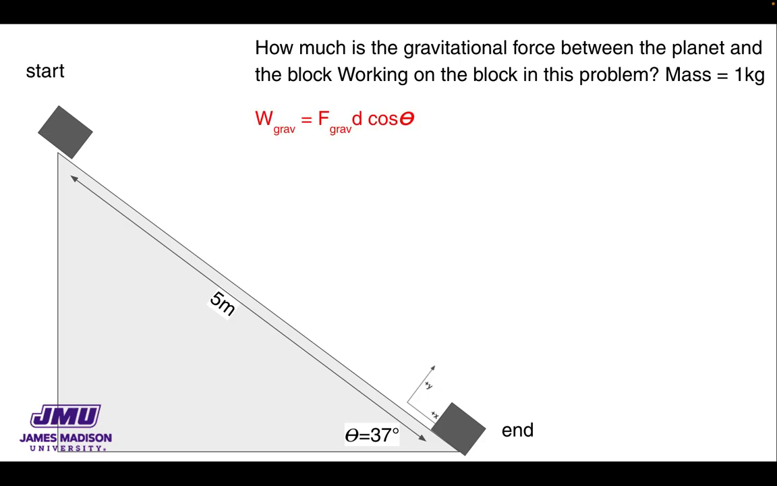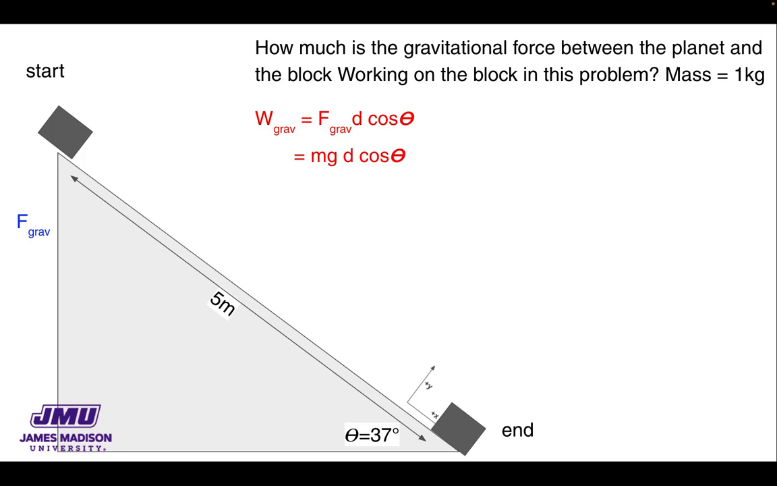Well, the equation is that the work done by gravity is equal to the force of gravity times the displacement of the block times cosine theta, where theta is the difference between the direction of those two vectors. The force of gravity is, of course, mass times the gravitational field strength, g. So this turns into m g d cosine theta.